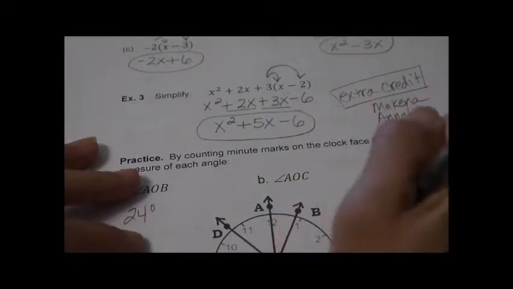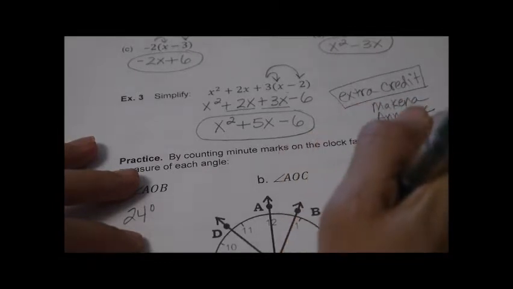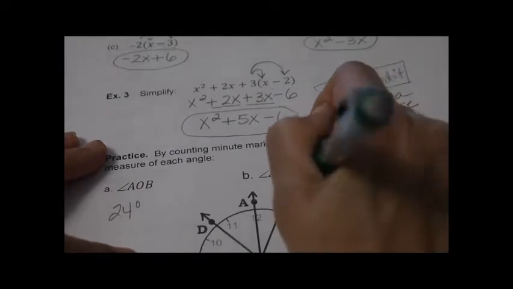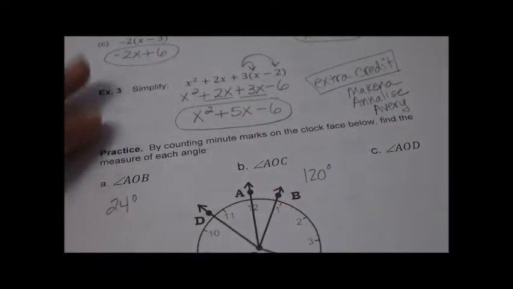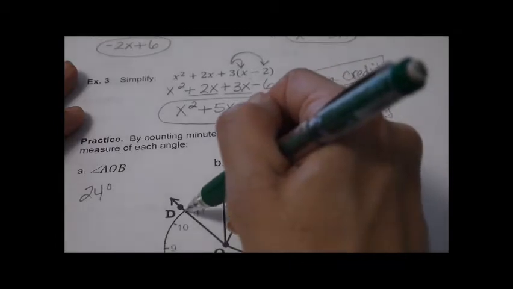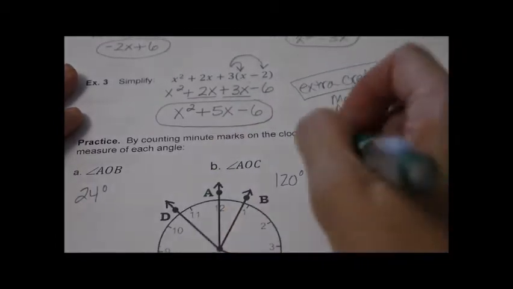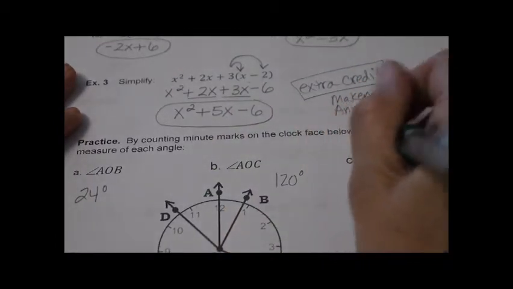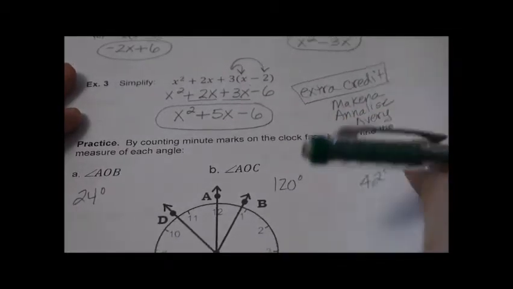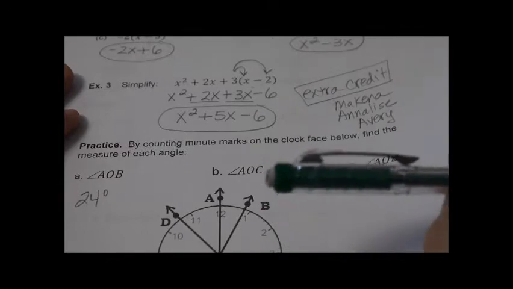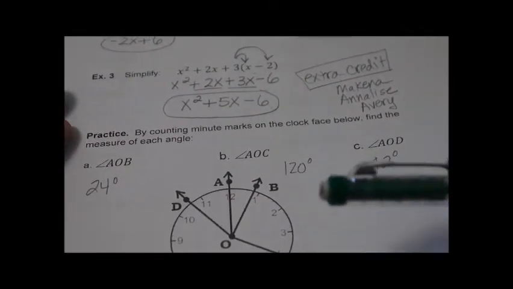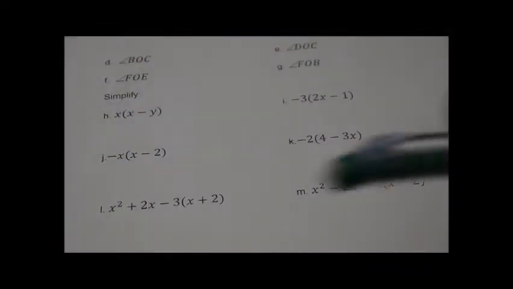AOC, well, that looks like we've got 20 times 6 degrees, so 120 degrees. AOD, looks like we got 5, 6, 7 minutes, so 7 times 6 is 42 degrees, right? So where did I get the 6 degrees? It was on the first page of the packet, in case you're wondering where I got that.